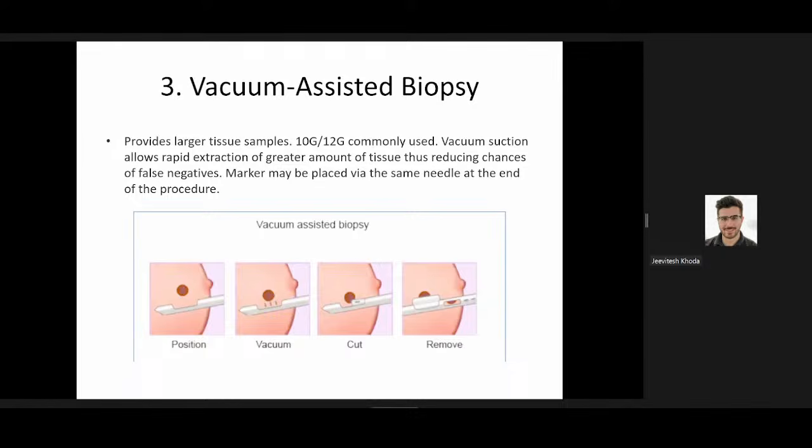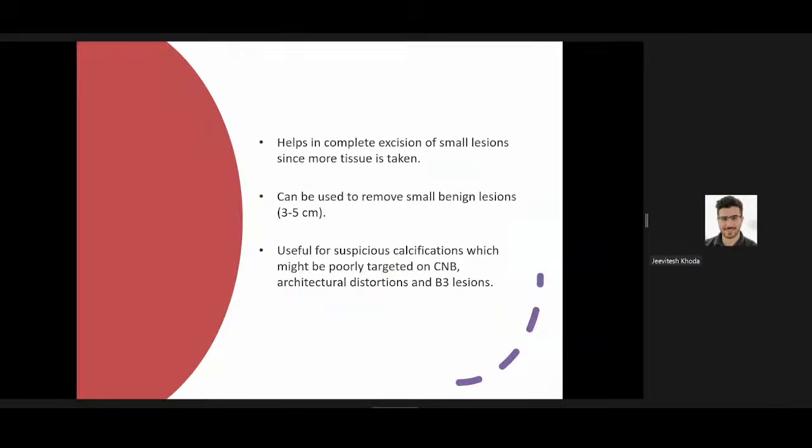And more often than not, you are more likely to get a positive result with this. Even a marker can be placed via the same needle at the end of the procedure, so both things can be taken care of in a single sitting. So it helps in excision of complete lesions. As I mentioned, since it takes more tissue, it can remove small benign lesions like fibroadenoma.